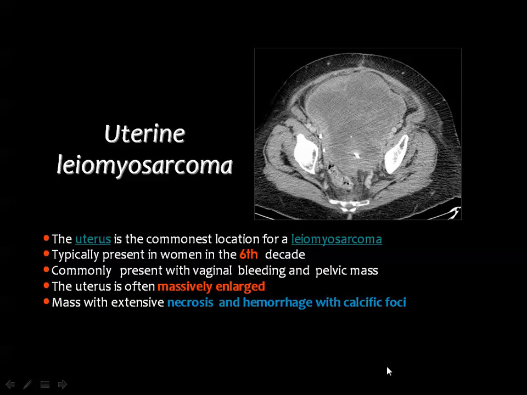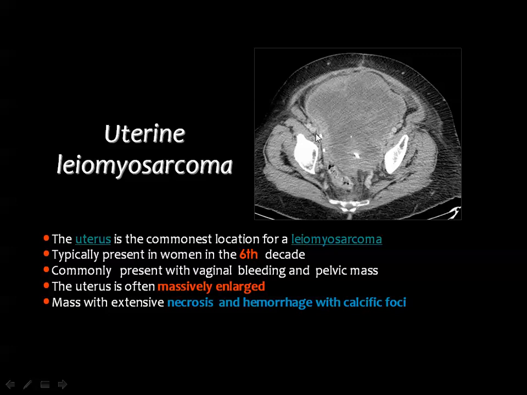The diagnosis of uterine sarcoma depends on two main criteria. Number one is a huge enlargement of the uterine cavity in most of the cases, and the presence of extensive necrosis, hemorrhage, and calcific foci.